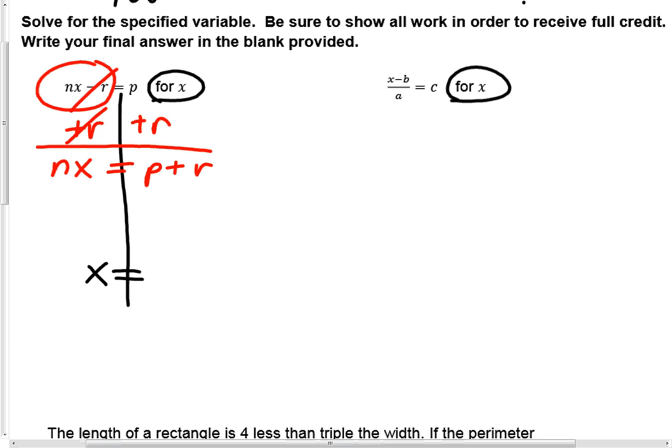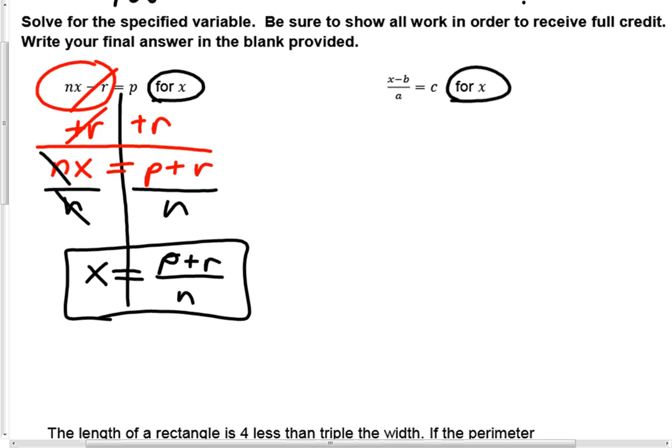We're almost there. I need to get from that to that. How do I get rid of the N? Divide by N. That gets rid of that. Now, do we only have X on this side? I can't do anything with that answer. That is the answer. You're done. All you are doing with these problems is creating a formula for X.